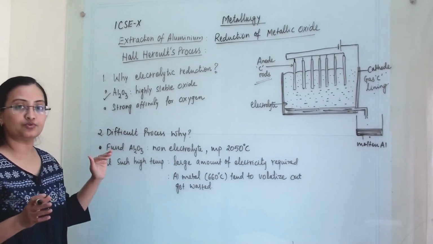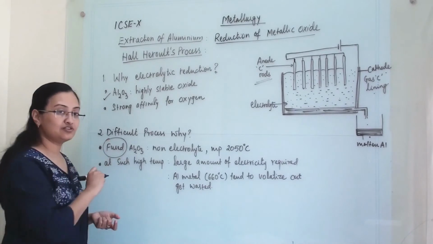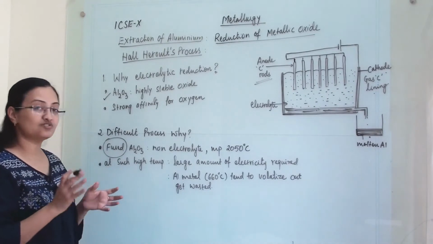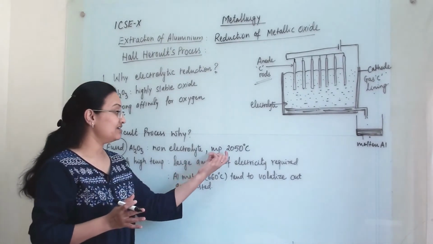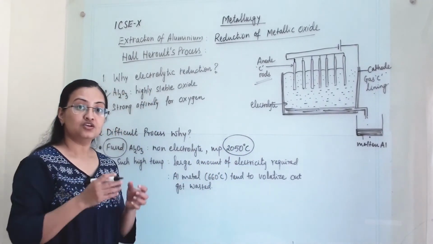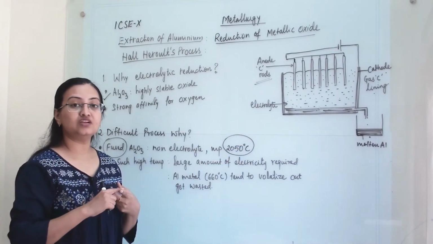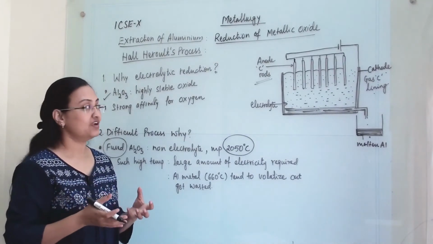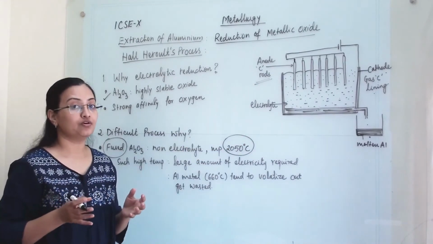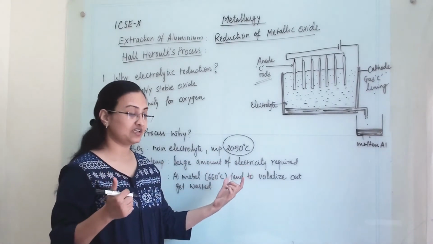Then second, this process is very difficult. Why? First of all, the fused Al2O3, what is the meaning of fused? The molten state of aluminium oxide is almost a non-electrolyte, and its melting point is as high as 2050 degrees Celsius. So if you want to melt it, you need to achieve this very high temperature. You need a high power consumption cell, set up in such a way that it won't catch fire, and a high voltage battery will also be required. At such a high temperature, a large amount of electricity is required. That is the first thing.